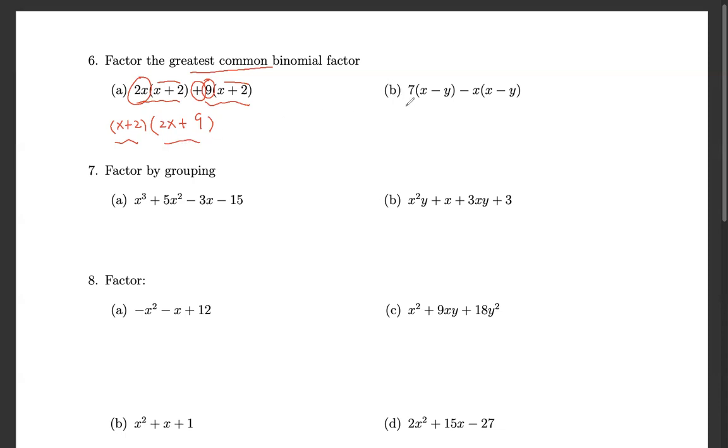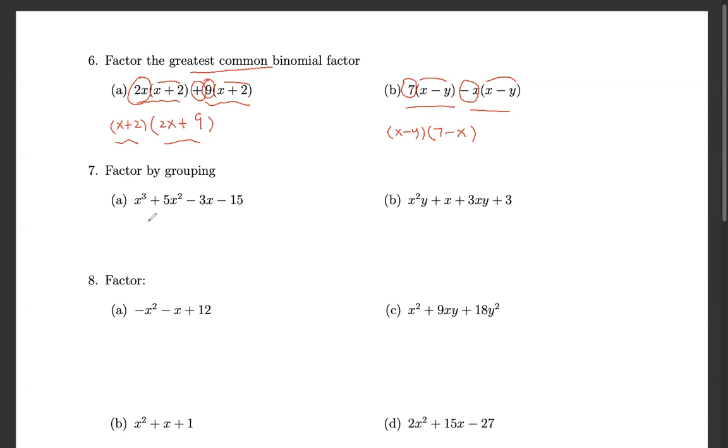Let's see B. We have this group, we have this group. And we see this group has x minus y as a factor. This one also. So we factor out x minus y. Then we have 7 from the first group, and minus x from the second group. So now it's in factored form.